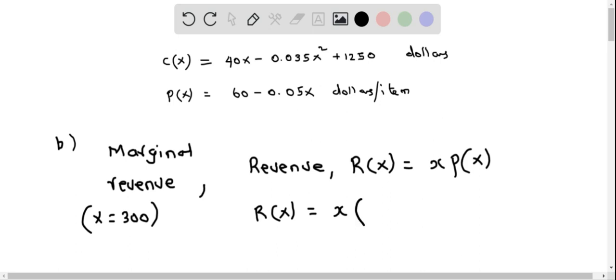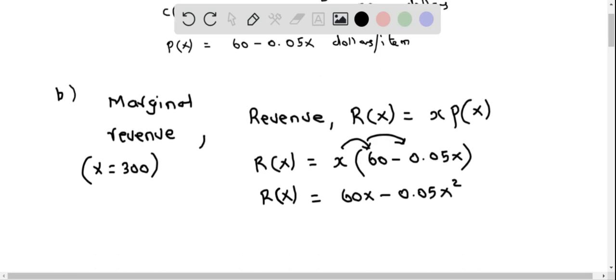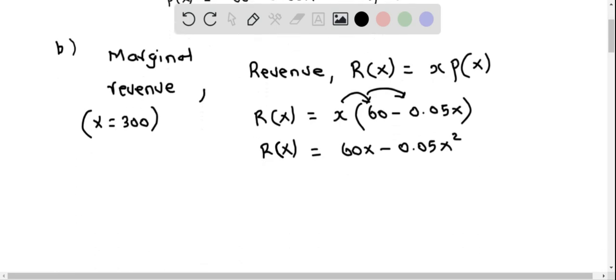I'm going to substitute p of x into this expression. So x times p of x is x times (60 minus 0.05x). Let me distribute the x into the two terms inside the bracket. It becomes 60x minus 0.05x squared. This function represents the revenue function. Now, to determine the marginal revenue, we have to find its derivative.